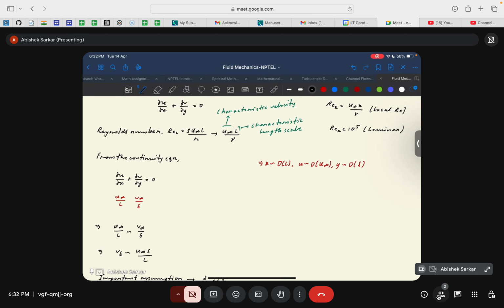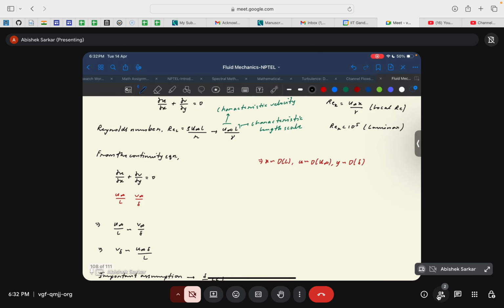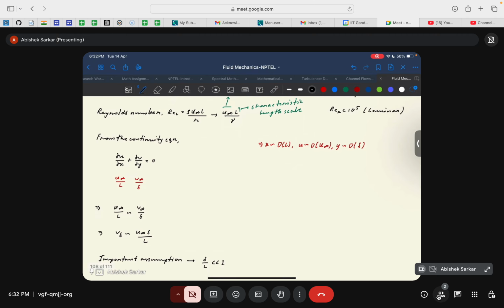Within the boundary layer, so this solution is for the region within the boundary layer, let me consider that your velocity u along the x direction will vary as u infinity. One way or another, your velocity along the axial direction varies as the free stream velocity. So I will say our velocity along the x direction will scale as u infinity.